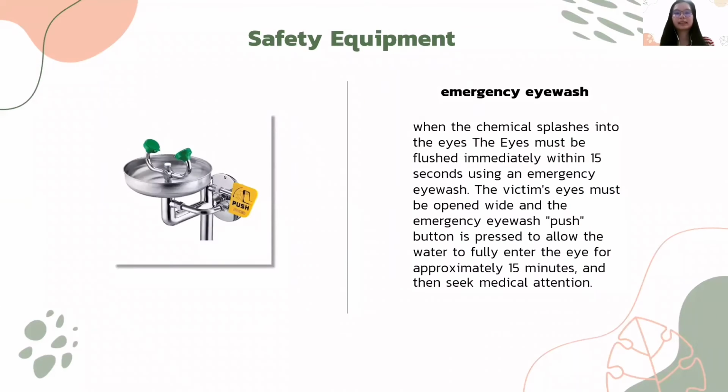Next is emergency eye wash. We use emergency eye wash when chemicals get into the eye. The eye must be flushed immediately, within 15 seconds, using an emergency eye wash. The victim's eye must be open wide, and the emergency eye wash push button is pressed to allow the water to fully enter the eye for approximately 15 minutes, and then seek medical attention.